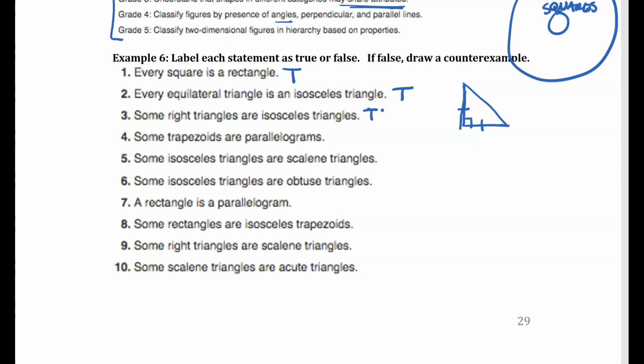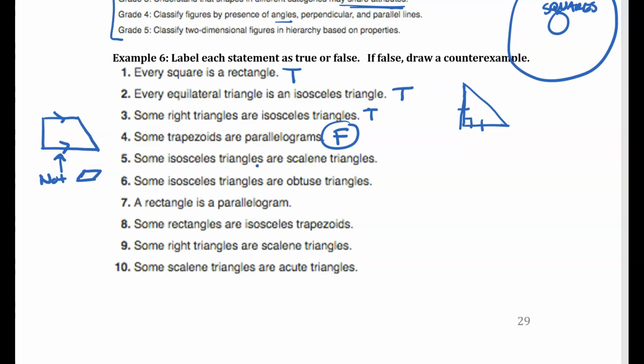Some trapezoids are parallelograms. So the definition of a trapezoid is exactly one pair of parallel lines. So you can only have one pair of parallel lines. If this were a parallelogram, the opposite sides would have to be parallel and then it wouldn't be a trapezoid. So some trapezoids are parallelograms. That would be false. And this is an example. This is not a parallelogram. It's impossible to be a parallelogram.